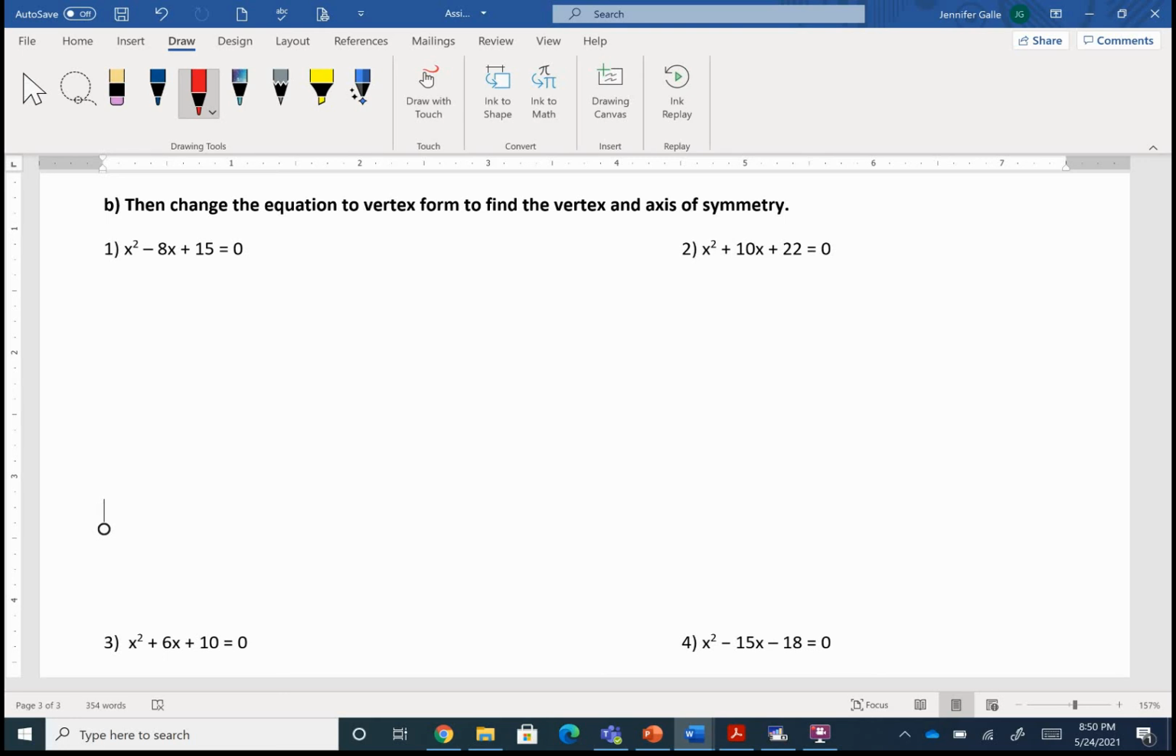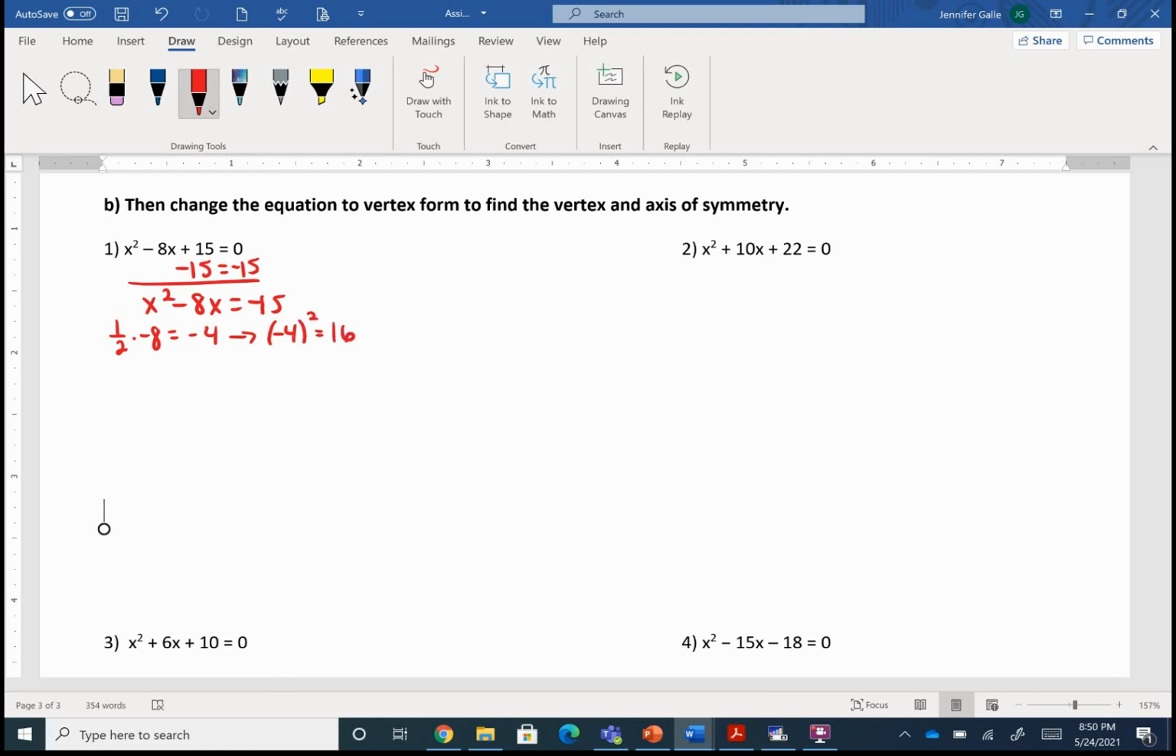Step 1 is to move our constant, our c value, to the other side. So I'm going to subtract 15 from both sides. X squared minus 8x equals negative 15. Now we need to find what we need to complete the square. So we take half of our b, or b divided by 2 if you prefer to see it that way. We take that value and we square it. Make sure you use parentheses in your calculator when you're squaring negative 4.